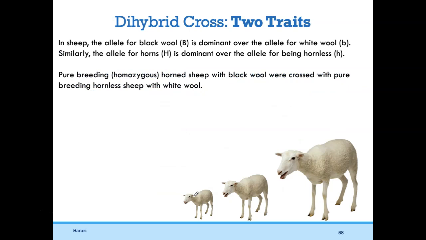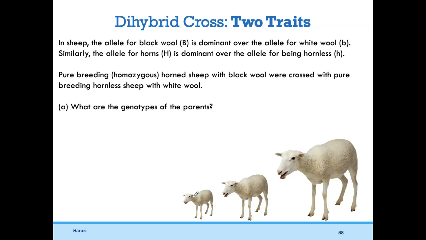In sheep, the allele for black wool, big B, is dominant over the allele for white wool, little b. The allele for horns, big H, is dominant over the allele for being hornless, little h. Pure breeding horned sheep with black wool were crossed with pure breeding hornless sheep with white wool. So stop right there and try to write down what information you know. Right, it's a lot of words, so don't get confused by the wordiness, just write down what you know.